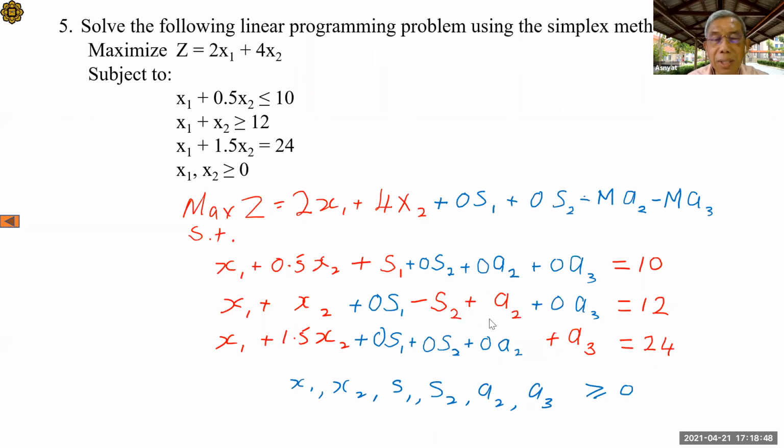Whenever we have a pair like this, when we want to start the initial solution, we bring the artificial variable first. For the third constraint, it is already an artificial variable, no need to worry. When we have surplus and artificial, we bring the artificial variable first into the basis. The first one will be S1, the second one will be A2, the third one will be A3.